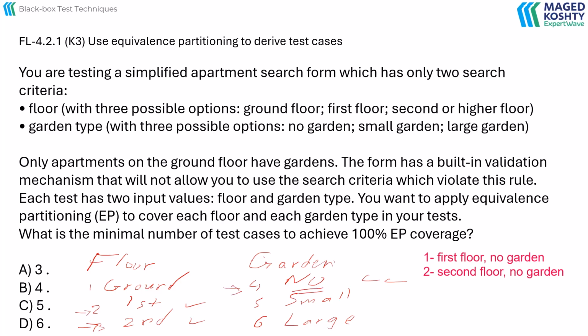We have 3 more partitions to use. So the remaining test cases are 3, ground floor, small garden; and 4, ground floor, large garden. Here again I had to use ground floor more than once. So the total minimum number of test cases is B, 4. Many get confused and consider a 5th test case, ground floor and no garden. But again I have used no garden already and there's no need to use it again.